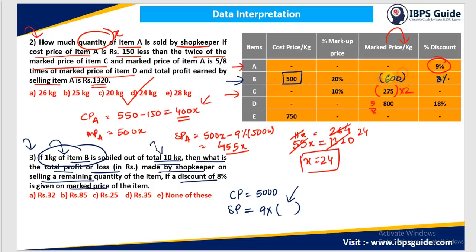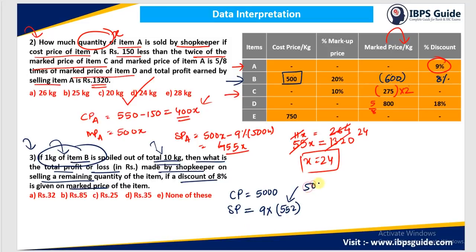Now this is your mark price, and on mark price I am giving 8% discount. So 8% will be what? 48. So 600 minus 48 will be what? 552. So this is 552, right? I have to multiply these two because this will be the selling price per kg, right? So I have to multiply these two and then subtract with this.